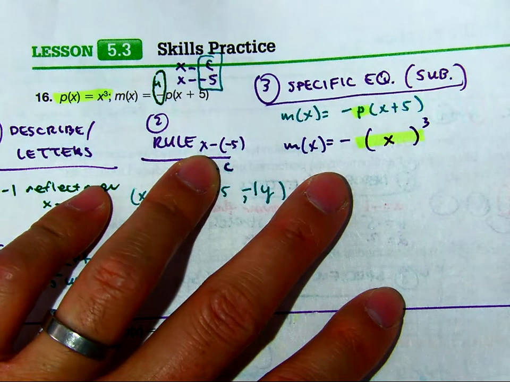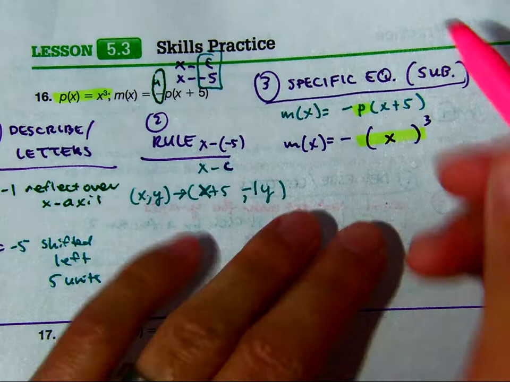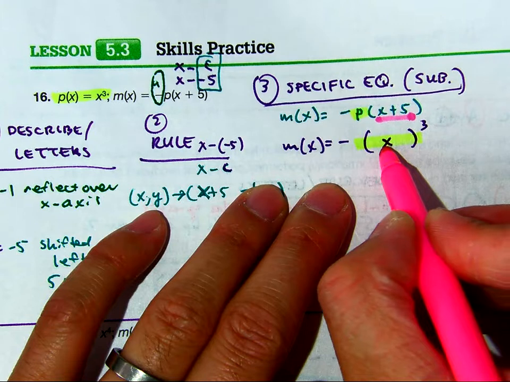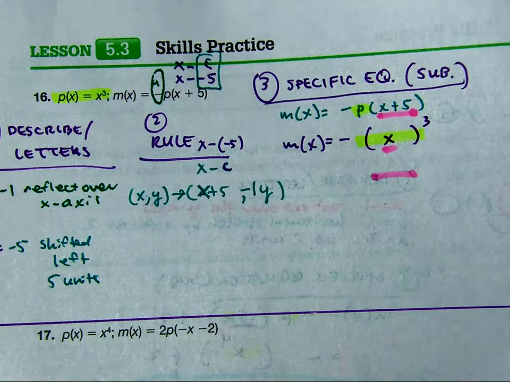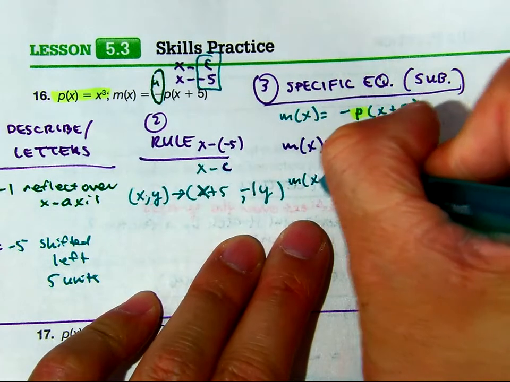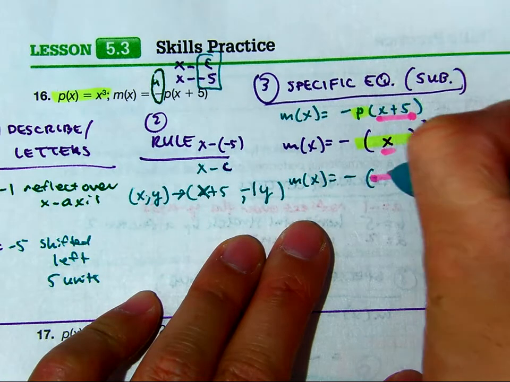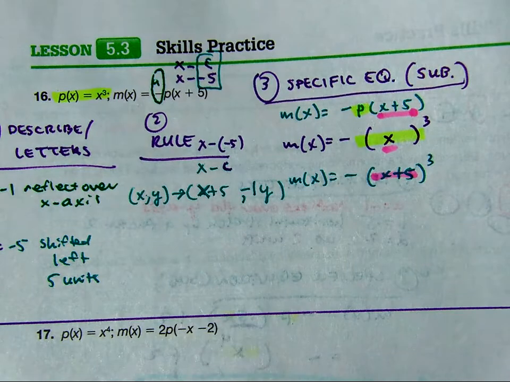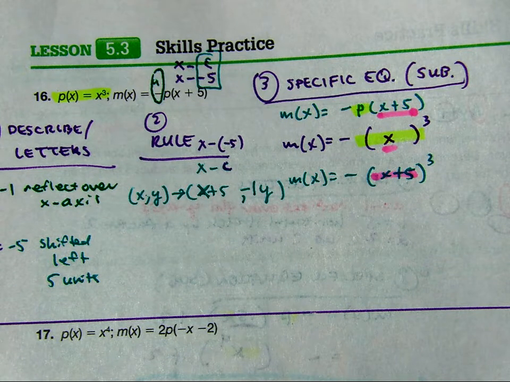Okay, here's my second substitution. But every x value, we're not going to just put x, we're going to put what? X +5. So let's put that in. And they tell us that basically they want a specific equation. This is not specific enough for them, so we have to expand it.